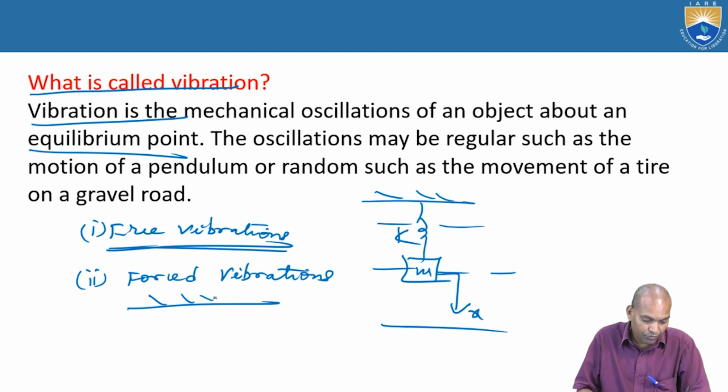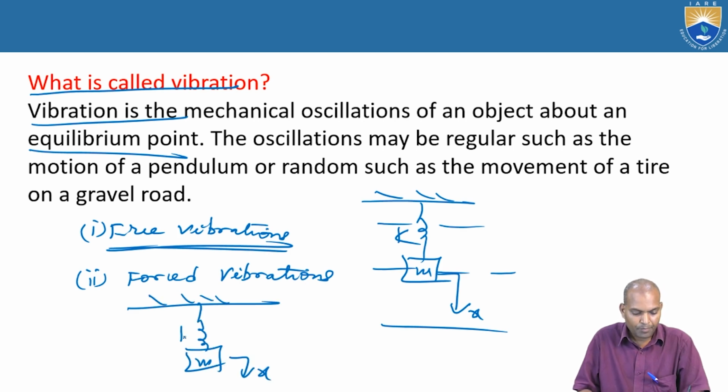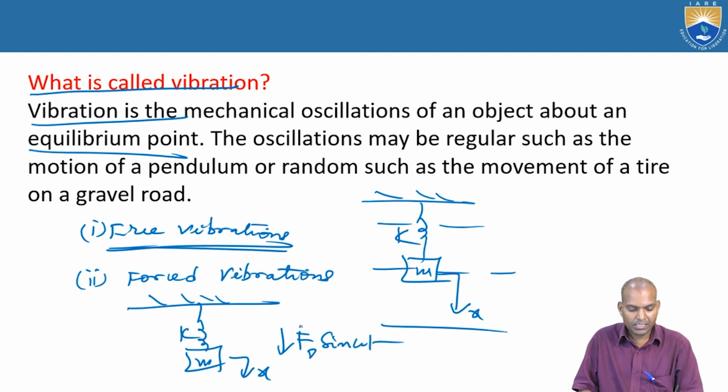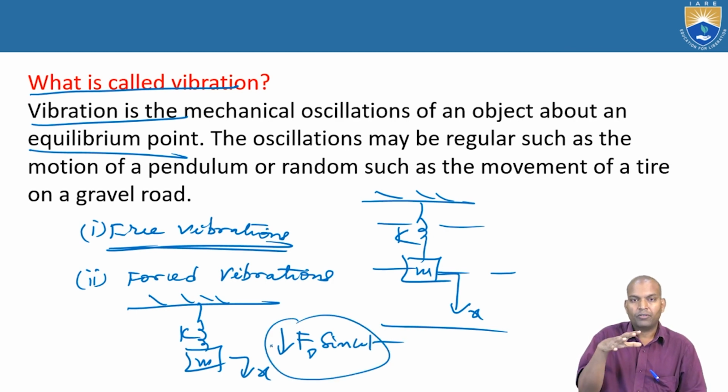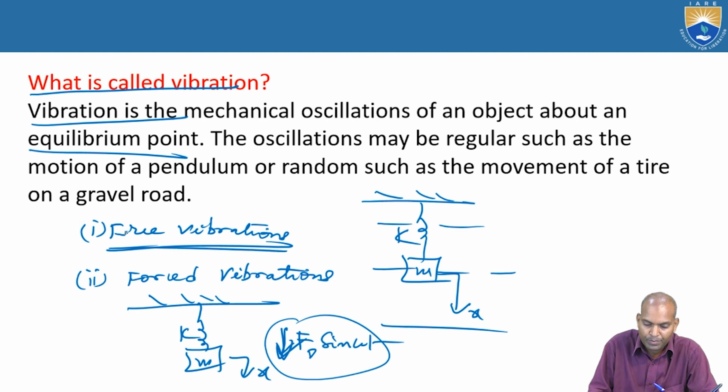Whereas in the case of forced vibrations, you consider the spring mass system, but here we give it an excitation force F0 sine omega t. By giving this excitation force, the system will oscillate continuously without coming to rest. Because we are consistently giving an external force, those vibrations are known as forced vibrations.